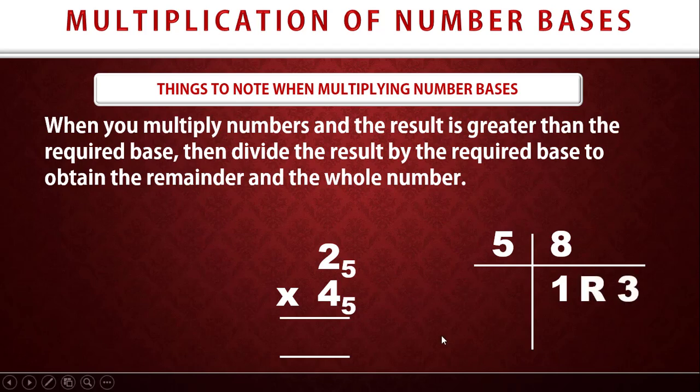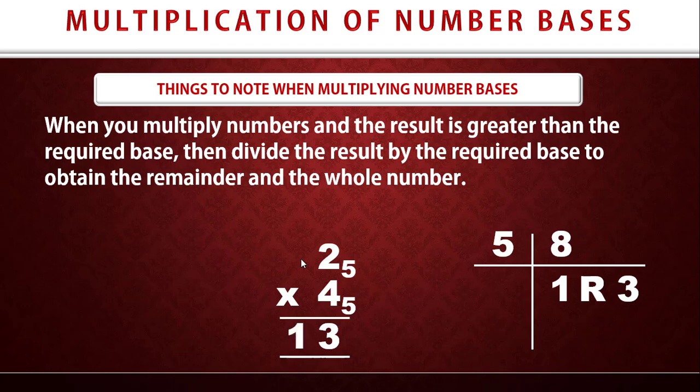So instead of writing the value of our 2 times 4 to be 8, all we need to write down is the remainder. So we write down the remainder as 3, and then we carry this whole number 1 to the next stage of multiplication. Since we don't have any next stage here, all we need to do is write the 1 directly there.